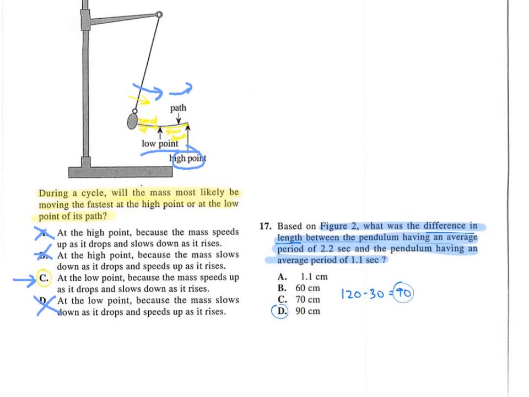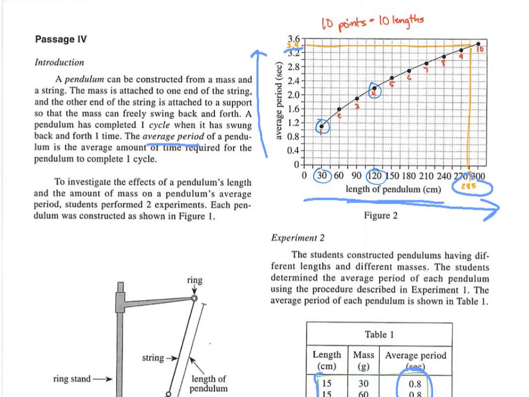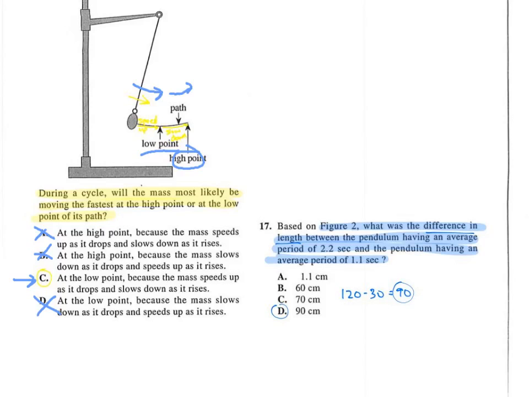And the last one, 17: based on figure 2, what was the difference in length between the pendulum having an average period of 2.2 seconds and the pendulum having an average period of 1.1 seconds? So you need to find those two points. An average period of 2.2 was right about here, and an average period of 1.1 was right here. So you look at the lengths for those two points. They are 120 and 30. We want to find the difference between those two numbers. That's subtraction. You would take 120 and subtract 30, and you would get 90 centimeters. So 17 was D.